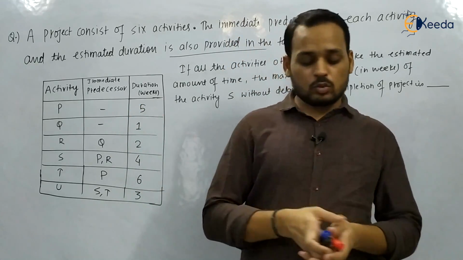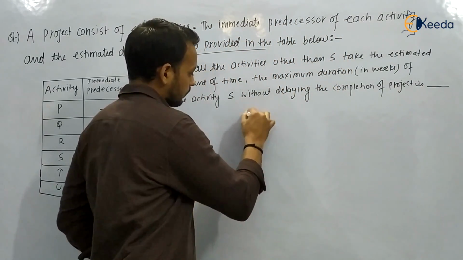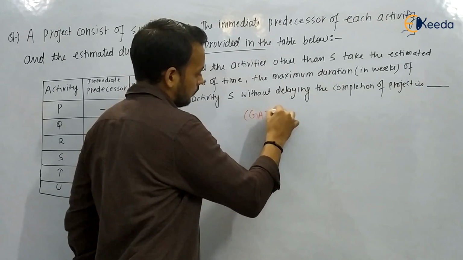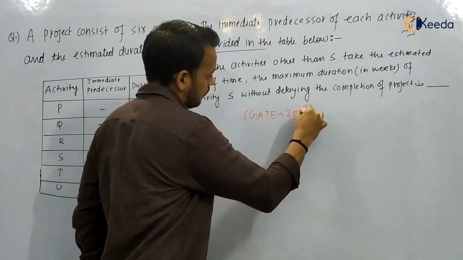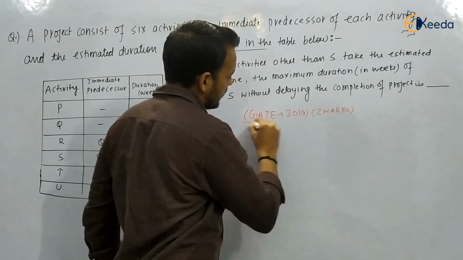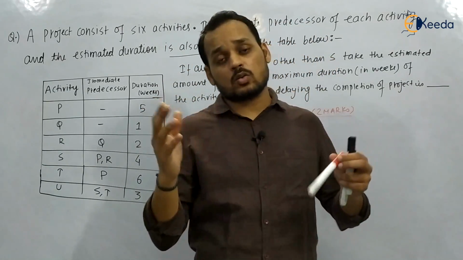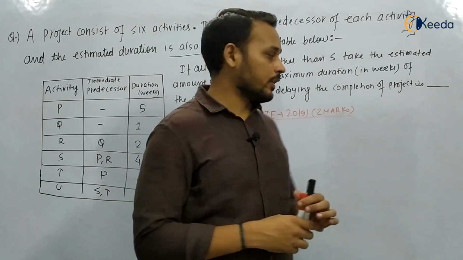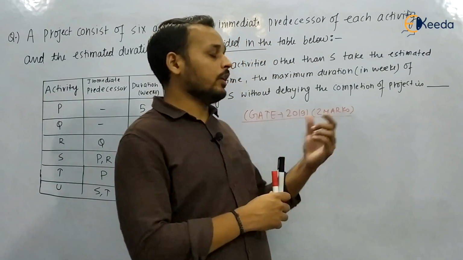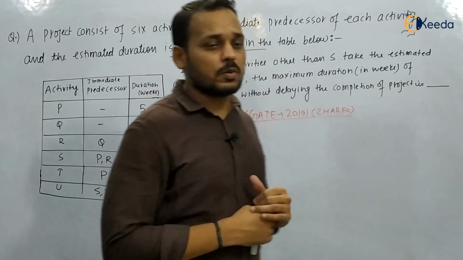So this is the question of 2019, GATE 19, two marks. PERT, CPM, inventory, these are very hot topics. Each and every year questions are asked from these topics. So I have written the question of 2019 of 2 marks, and we will solve this question. First we will read the question.